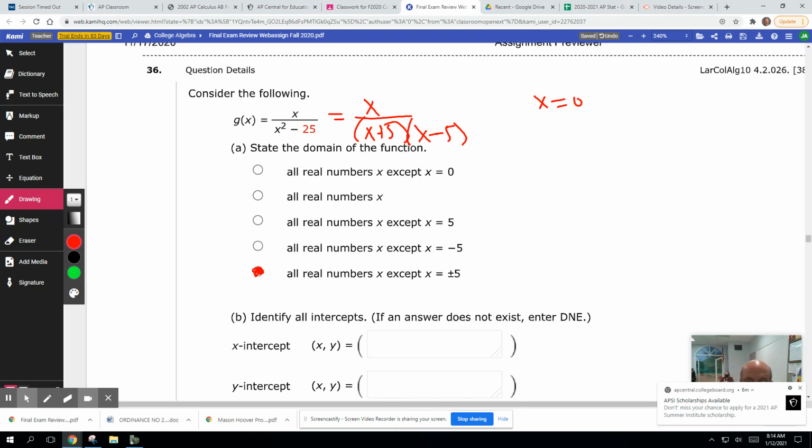So x equals 0. They want it as a point, so we're going to put x equals 0, and the y has to equal 0 in the x-intercept.